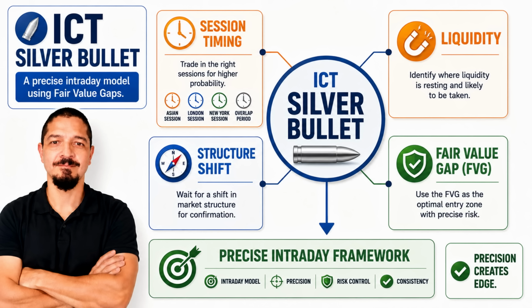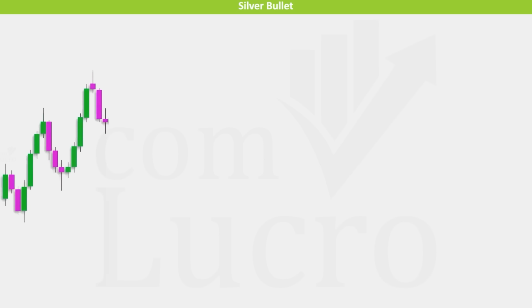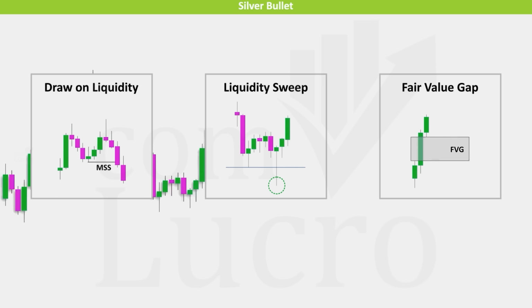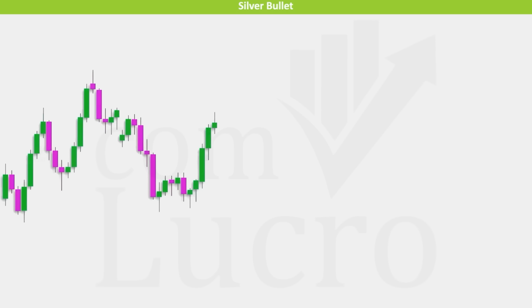But fair value gaps can also be used within more specialized trading models. One of the best-known examples is the ICT Silver Bullet, which combines session timing, liquidity, market structure, and fair value gaps into a precise intraday framework. The Silver Bullet is an ICT trading strategy that combines three main concepts: market structure shift, liquidity sweep, and fair value gap. When these elements align within specific trading sessions, they create a structured opportunity based on liquidity and confirmation rather than random entries.